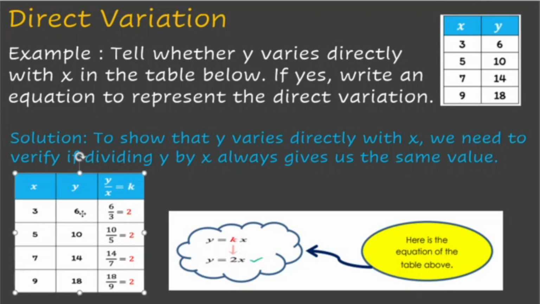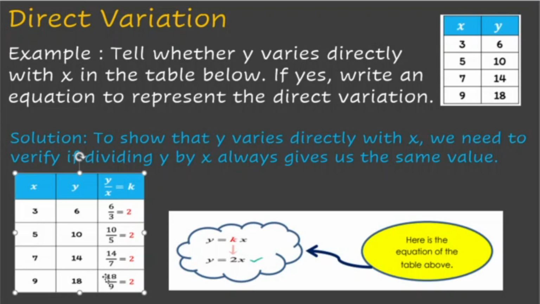Okay, so divide muna natin. So, eto na siya. Nilagay ko siya dito. So, 6 divided by 3, ayon, we have 2. 10 divided by 5, we have 2. 14 divided by 7, we have 2. 18 divided by 9, we also have 2. So, that means this is an example of direct variation.